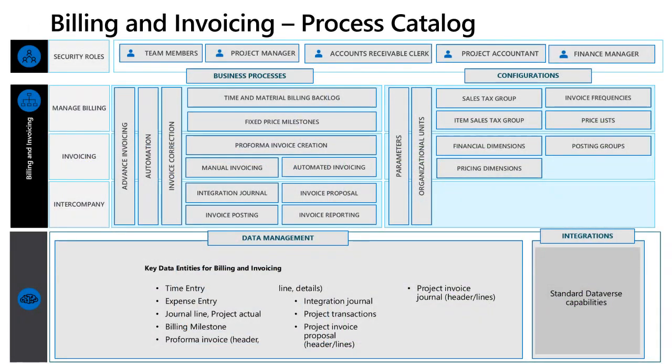Following the same structure as we had in our previous tech talks, in billing and invoicing, we identified 5 main personas: the team members who are usually doing the work and booking actuals, the project manager responsible for planning, scheduling, estimating projects, and very often creating the initial pro forma invoices, the account receivable clerk and the project accounting taking care of the financial part of the invoice processes, and of course the finance manager overseeing everything.